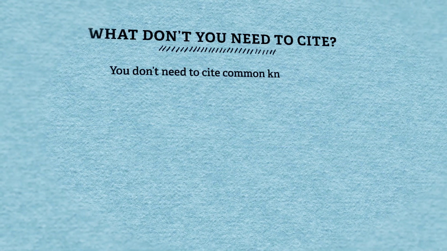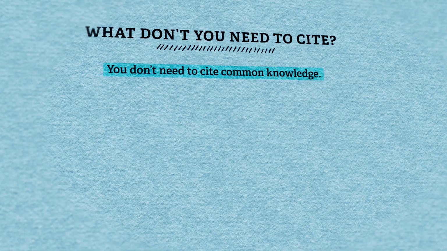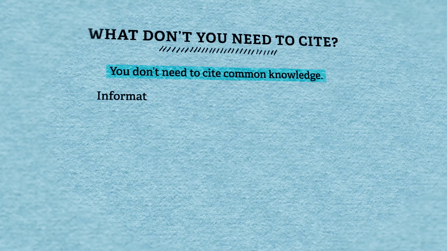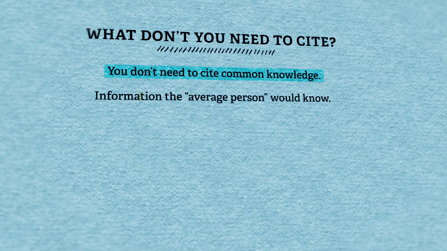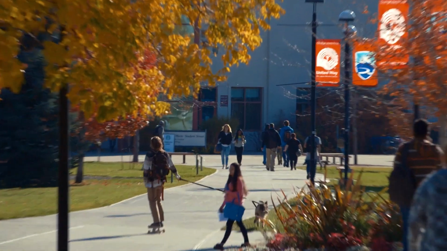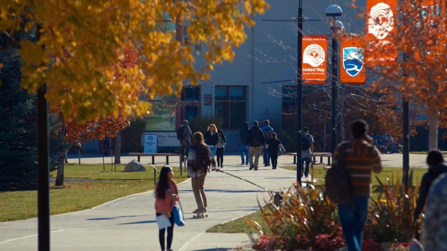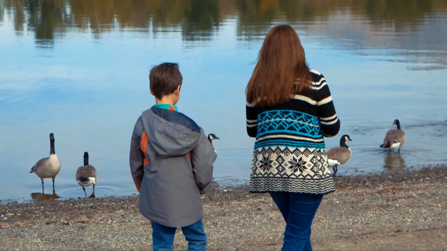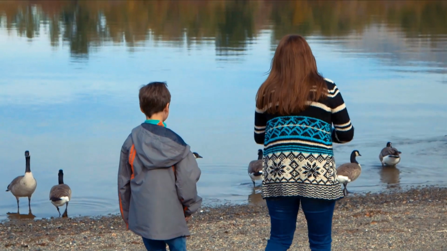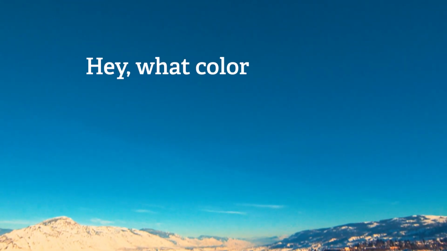What don't you need to cite? You don't need to cite something called common knowledge. Common knowledge sounds a little bit gray. So we actually break it down into 3 categories. We say that common knowledge is what your average person knows. And your average person is probably not a student at TRU. Your average person might be someone in downtown Kamloops who you walk up to and say, "Hey, what color is the sky?" Probably the answer will be blue.